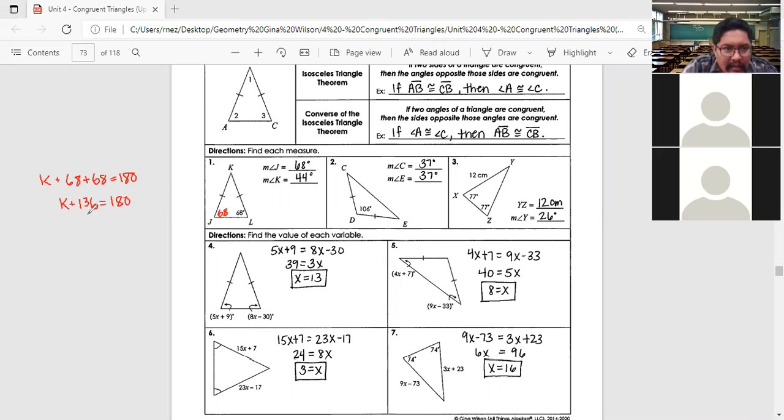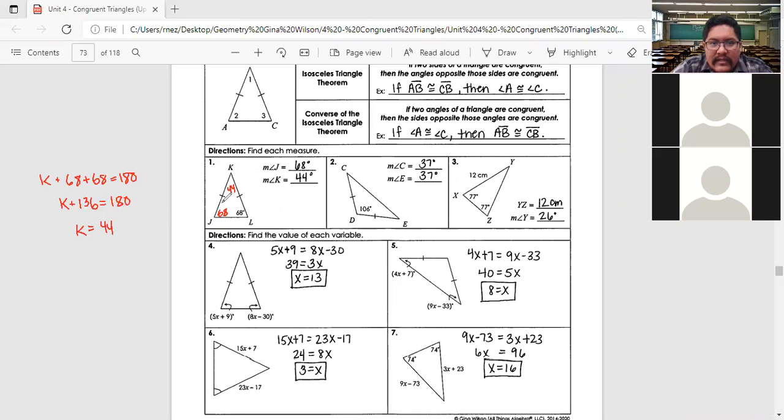And then I'd have to subtract 136 from both sides, and that would give me 44. So there we go. That's how we got the measure of angle K is 44 degrees, because remember, all interior angles must add up to 180 degrees.